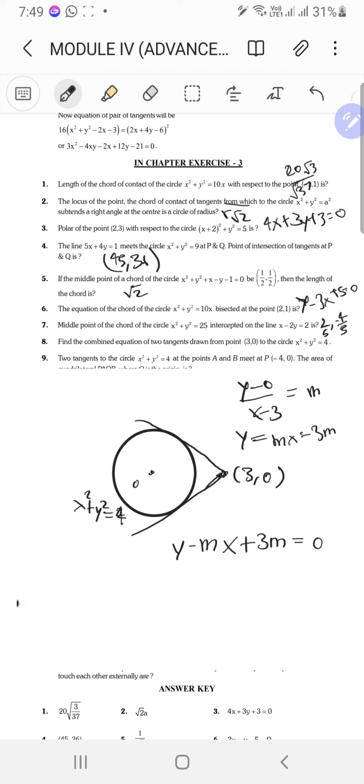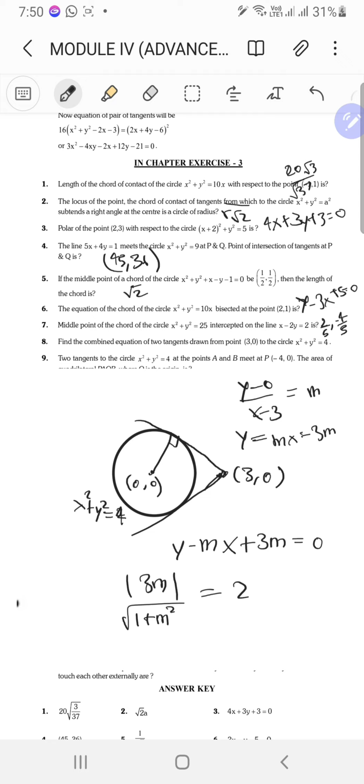This has center (0, 0). So the distance from the center to this line is going to be the magnitude of 3m upon square root of 1 plus m squared, and this distance should be equal to the radius, which is 2. So magnitude of 3m, I think that's what they mean by the combined equation. Okay, why did I put a 1 over there? I don't know if that's a combined equation though.